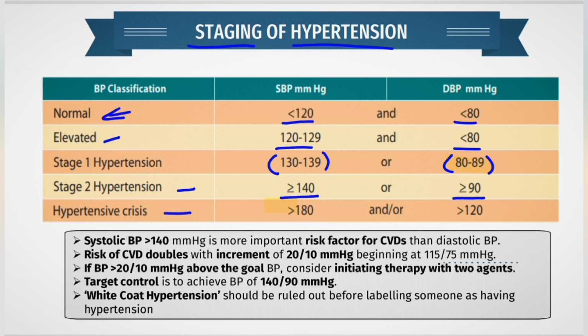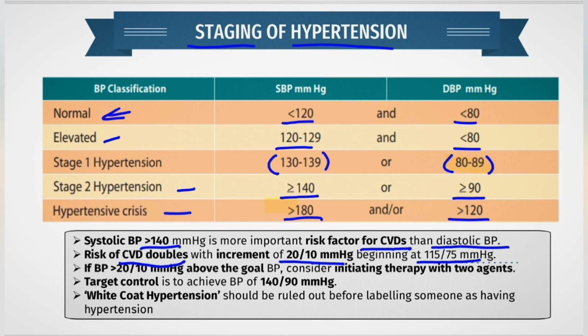Hypertensive crisis will be labeled when the systolic BP is more than 180 mmHg and/or the diastolic BP is more than 120 mmHg. A systolic BP of more than 140 mmHg is considered an important risk factor for cardiovascular diseases, and it is more important as compared to the diastolic BP. If BP increases by 20/10 mmHg, that is 20 in systolic and 10 in diastolic, after recording BP at 115/75 mmHg, then the risk of development of cardiovascular diseases is doubled.